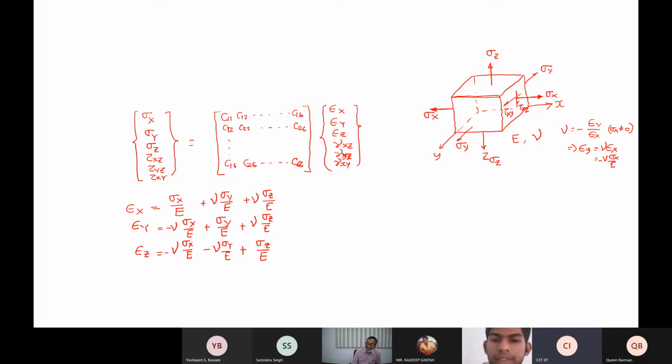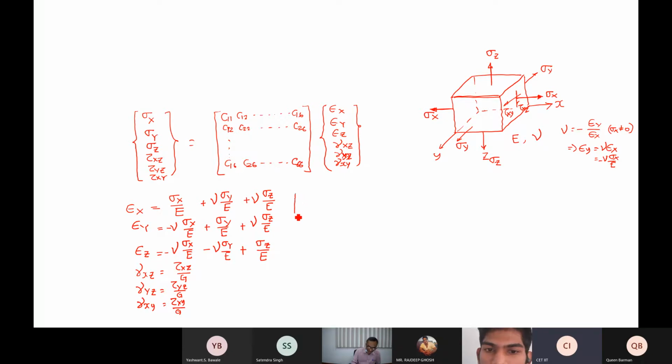Is that clear? We can add them because it is in the linear elastic regime. Therefore, we can superpose this. Initially, we started as if only sigma X is acting alone, only sigma Y is acting alone, only sigma Z is acting alone. When they act simultaneously, we can add their responses. So this is the normal strain. Okay. Similarly, what is the shear strain? Gamma xz is equal to tau xz by G. Gamma yz is equal to tau yz by G. Gamma xy is equal to tau xy by G.